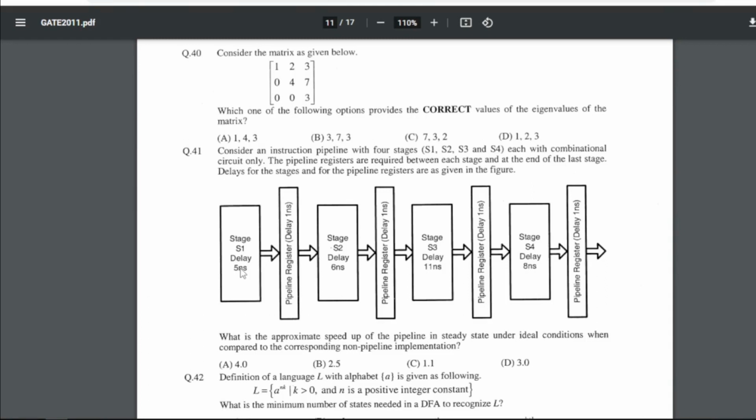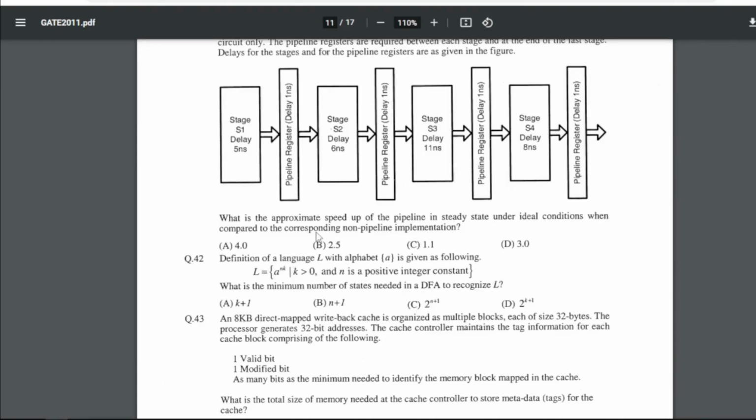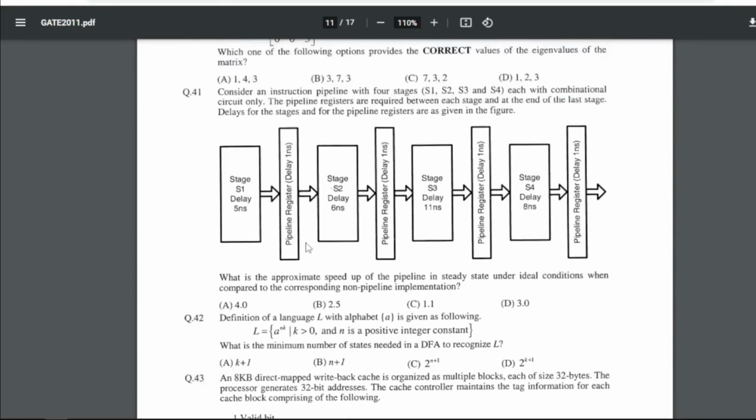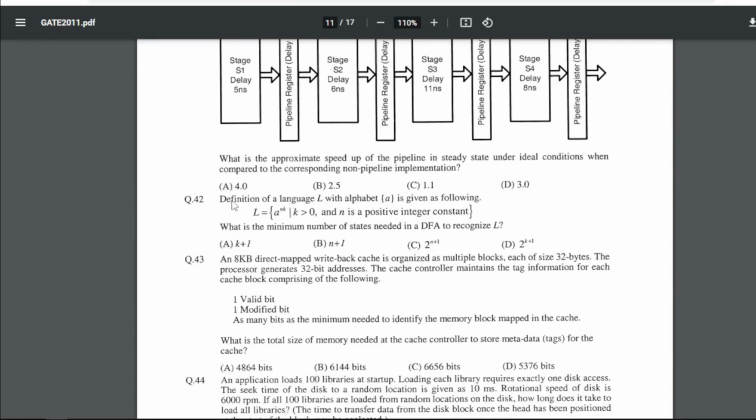Now 41: Consider an instruction pipeline with 4 stages S1, S2, S3 and S4, each with combinational circuits only. The pipeline registers are required between each stage and at the end of the last stage. Delays for the stages and for the pipeline registers are as given in the figure, right? So this is the figure. What is the approximate speedup of the pipeline in steady state under ideal conditions when compared to the corresponding non-pipelined implementation? So for 41, our answer will be B, that is 2.5.